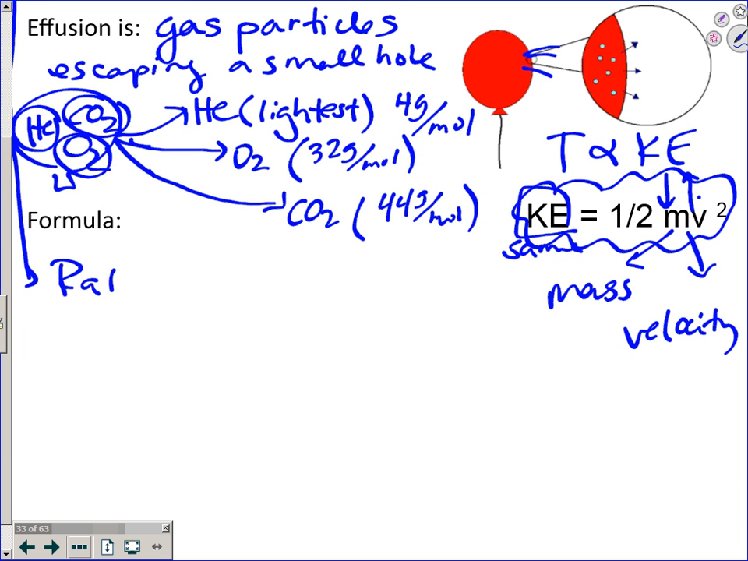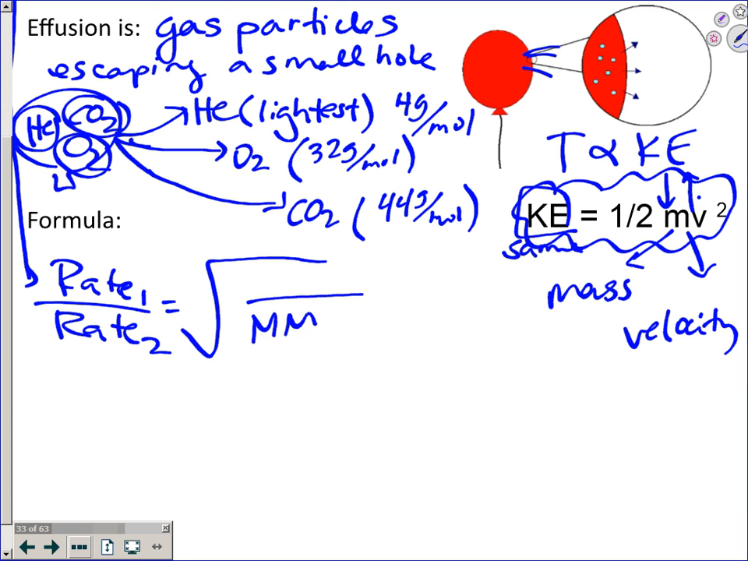So it's rate, I'm going to put rate 1, but it's rate A over rate B, or rate 2, is equal to the square root of, anybody? Molar mass. A and B. Which one is which, which is 1? No, the top is B, and then the bottom is 1. All right, so this is the inverse relationship. See how it's opposite of one another? Okay, so this is in your foldable now.